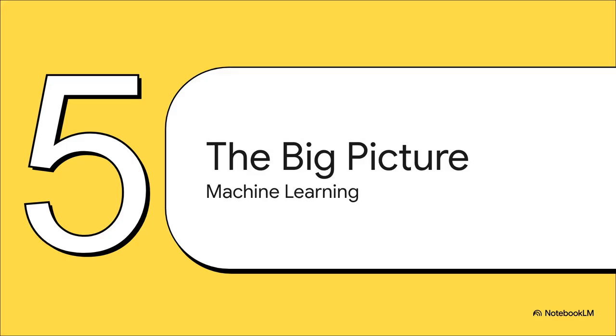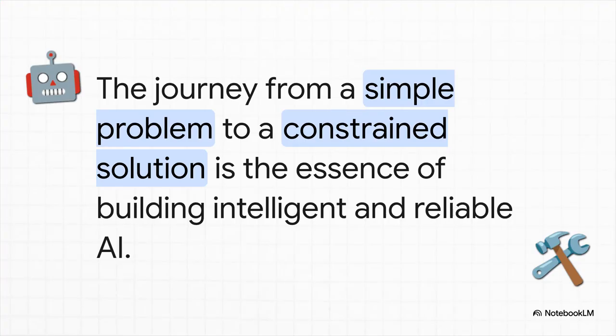All right, so let's zoom out. What does this whole journey, from a few dots on a graph to a smart, constrained model, really tell us about machine learning in general? Because this whole process we just walked through, fitting a model, realizing it's overfitting, and then adding a constraint to make it smarter, that isn't just one little trick. This is the fundamental cycle of how you build intelligent, reliable AI.